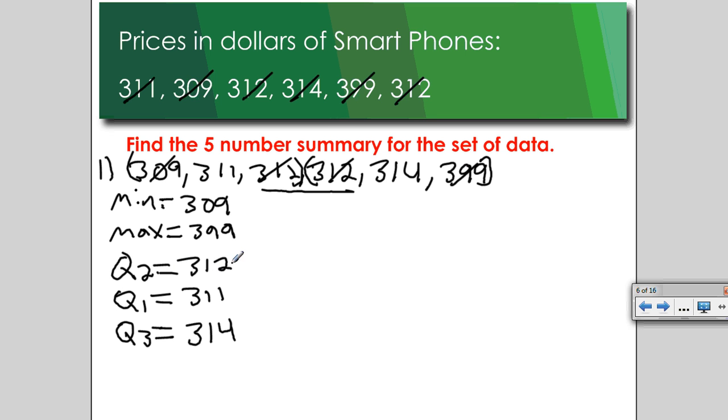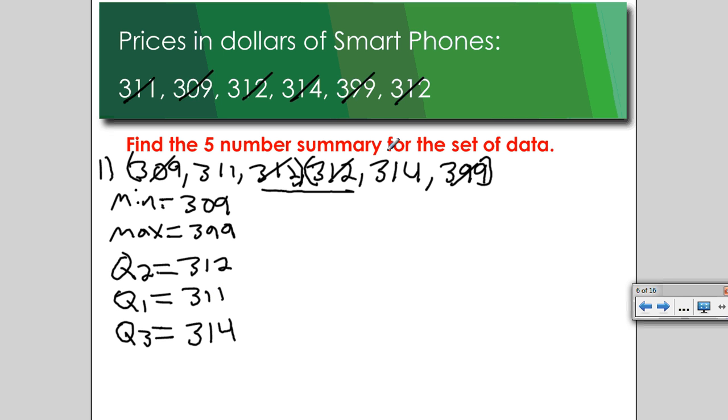Q2, or my median, I did first because it's simple. I've got 6 numbers here, so I know I've got 3 on each side, 3 on my lower and 3 on my upper. The number in the middle of those is 312, so I put 312 right there in the middle. Q1 is 311.